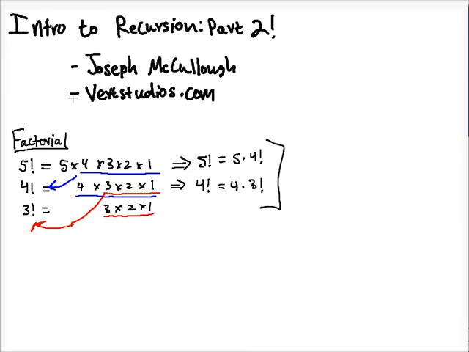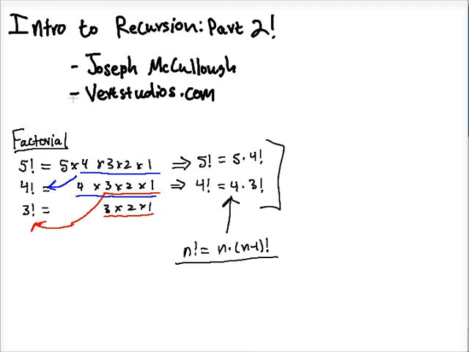4 factorial equals 4 times 3 factorial. How does 3 relate to 4? Well, 3 is just 1 less than 4. So because of that, the way we can express this recursively is n factorial equals n times n minus 1 factorial. So if we let n equal 4, that means 4 factorial equals 4 times 4 minus 1, which is 3 factorial, and that's exactly what we had up there.